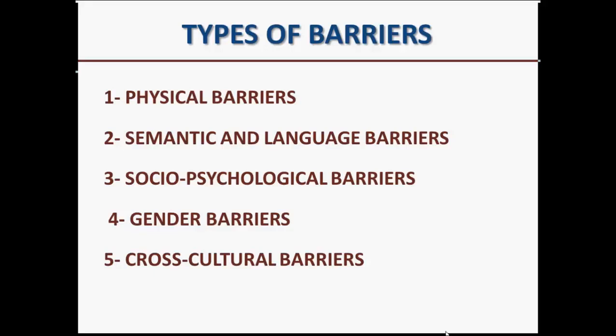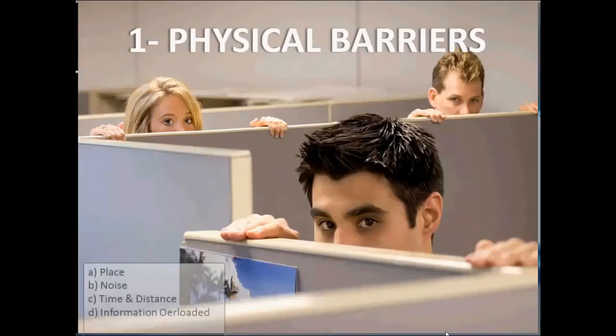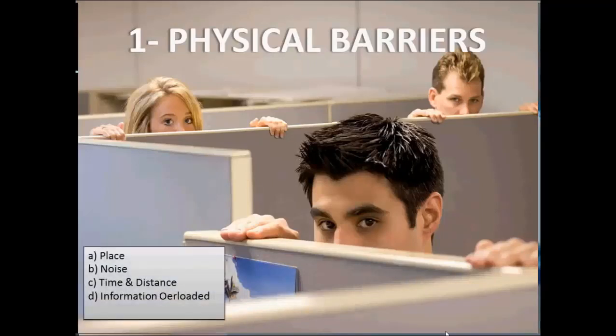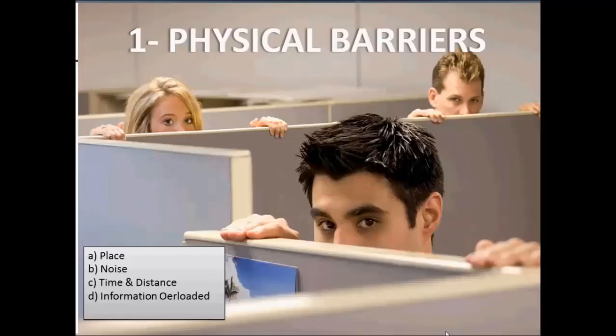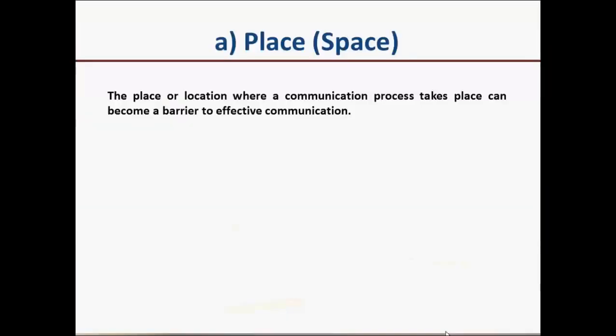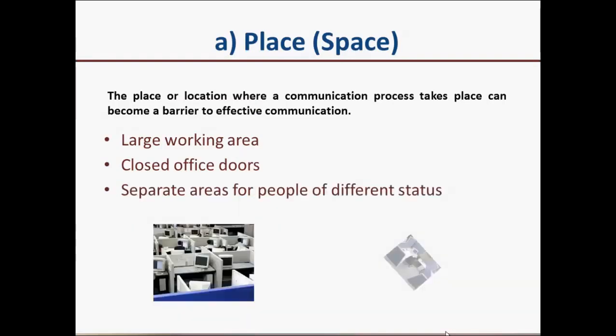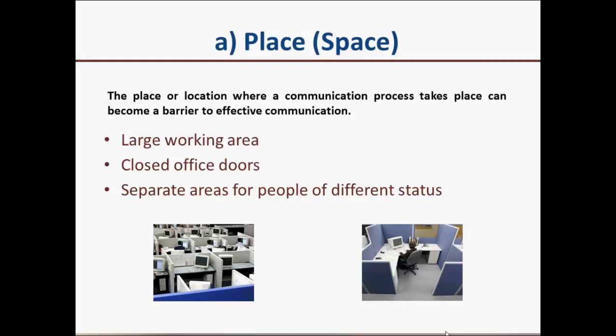So physical barriers here, for example, the place, okay, the noise, time and distance, information overload, and there's more explanation, you can read that. The place or location where communication process takes place can become a barrier to effective communication, like in the picture here. You know, lots of people in the workplace and everybody calling everybody, so it's hard to hear the noise and the distance and time. You are calling somebody in China or something. So large working areas, closed office doors, separate areas for people of different status. These are barriers to communication.